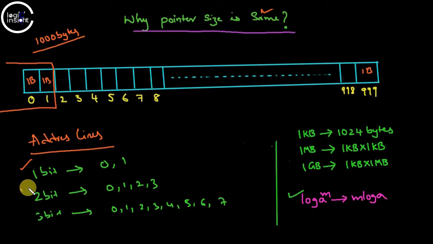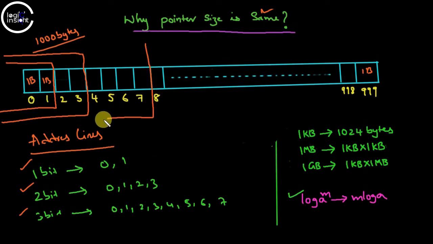If I take 2 bits, then I can represent 0 to 3. Okay, 0 to 3 I can represent. Okay, if I take 3 bits, then I can represent up to 7. But we need the value 999. So how can we calculate it?